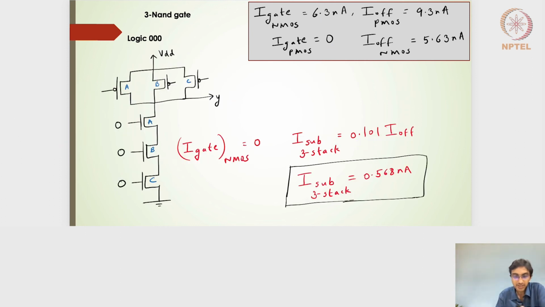Moving ahead, if my logic is 0, 0, 0, we know that the output in this particular case will be 1. That means all three transistors are on. All right, there won't be any subthreshold leakage current from the pull-up side.